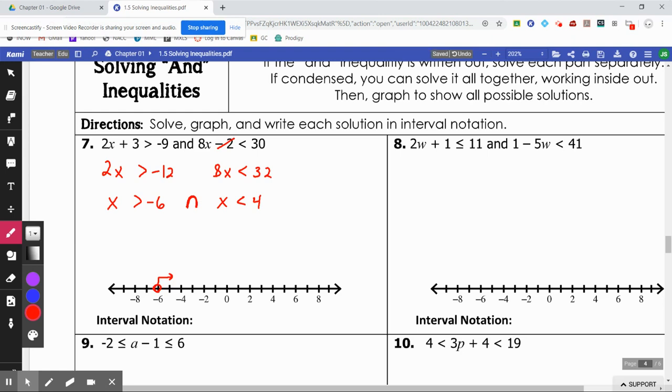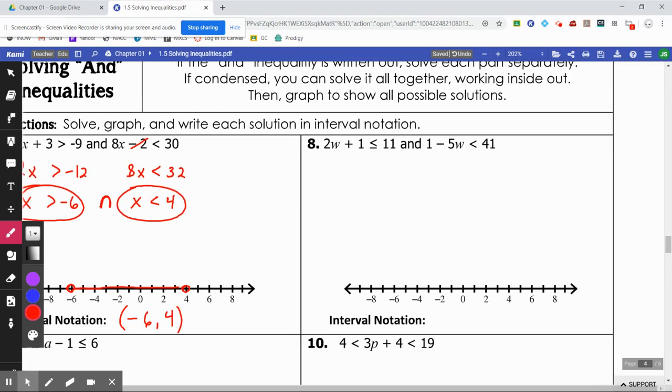But here's the problem. X also has to be smaller than 4. So the values that are bigger than -6 and the values that are smaller than 4 are the values from here to here. So that's what my solution looks like. All the values between -6 and 4. So therefore, here's how my interval notation looks. All values from -6 up to 4, not including -6, not including 4. Why didn't we include -6? Because it's bigger than -6. Why didn't we include 4? Because we're values smaller than 4.